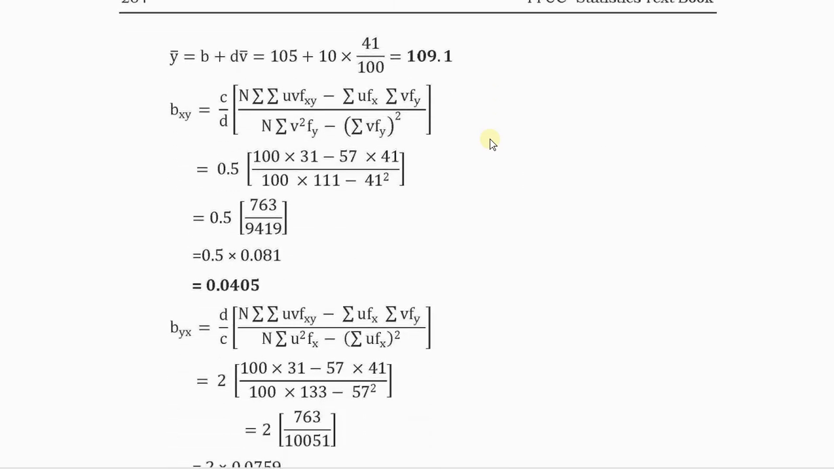Now we estimate the regression coefficients. Since we have changed the scale, that is u dash, we have to take this ratio here. For bxy it should be c by d, and for byx it should be d by c. So that is c by d into n into double summation of u into v into f of xy minus summation of u into fx into summation of v into fy divided by n into summation of v square fy minus summation of v fy whole square.